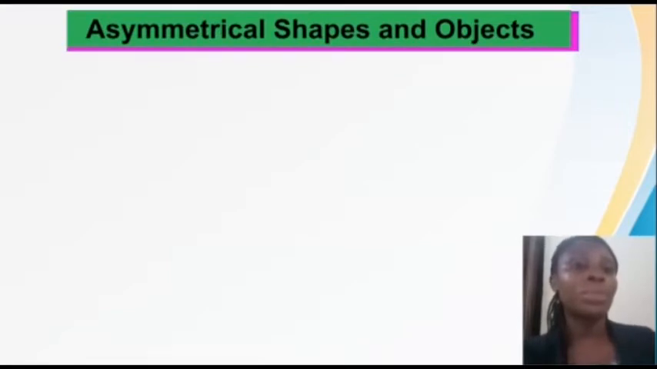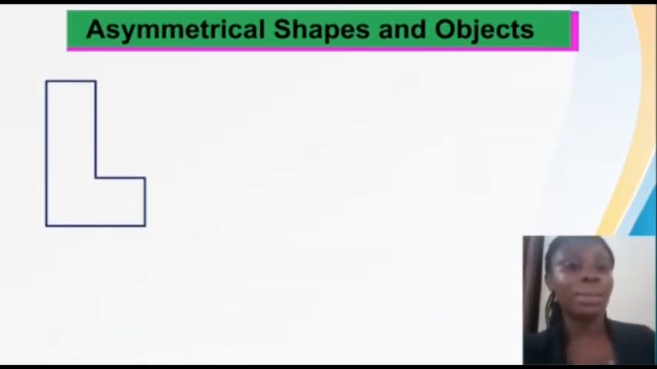Now let's move to objects and shapes that are not symmetrical, or non-symmetrical objects, or you can also call them, as it is written on the screen, asymmetrical shapes and objects. Now these are objects that do not have a line of symmetry.